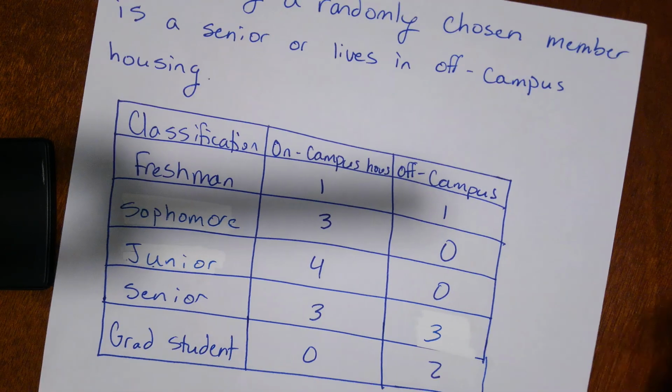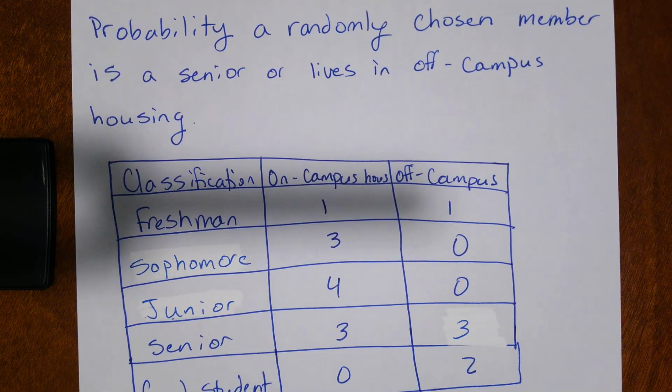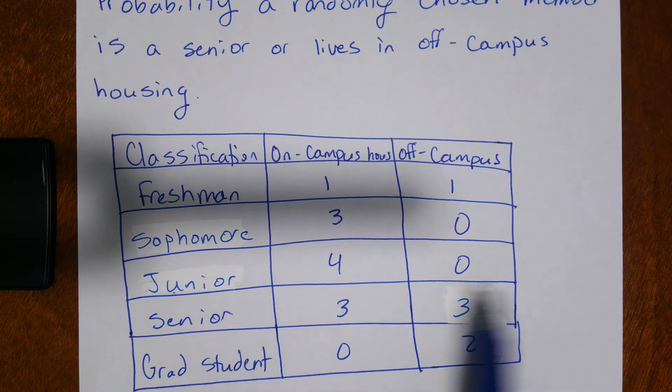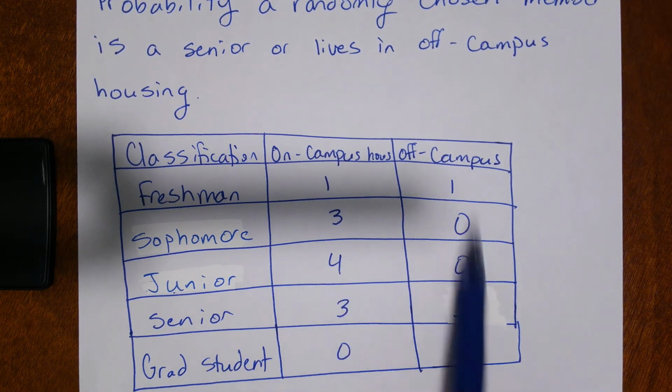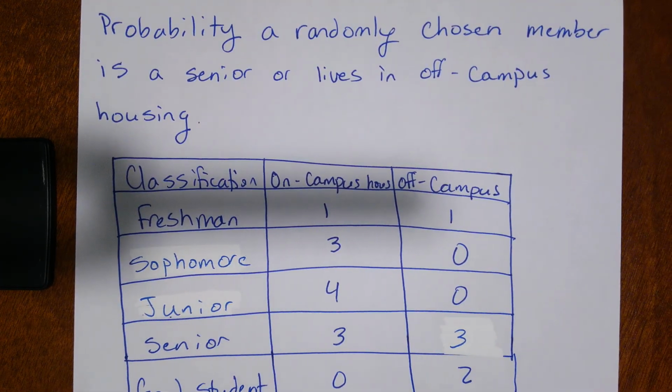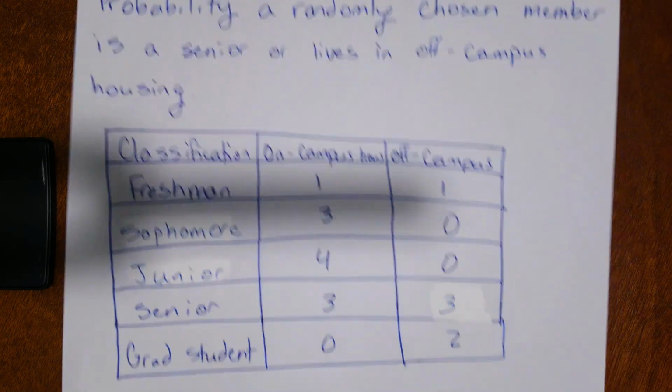Alright, so let's do one more. So we have this set of students. We have freshmen through senior, and grad students. One's living on campus and one's living off of campus. And we want to know, if we just randomly picked a student, what's the probability that we would choose a member, I think this is talking about student council, that is a senior or lives in off-campus housing.